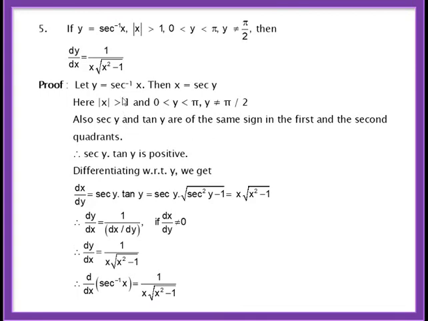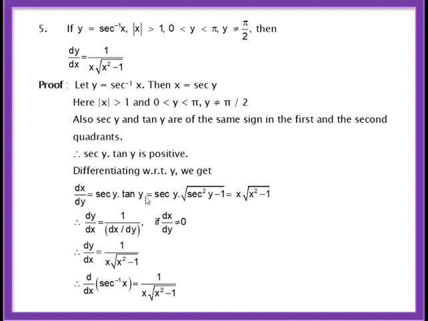Now we begin with y equal to sec inverse x. So x equal to sec y. Now sec y and tan y are of the same sign in first and second quadrants. So the product sec y into tan y is positive. What is the derivative of sec y? It is sec y tan y.